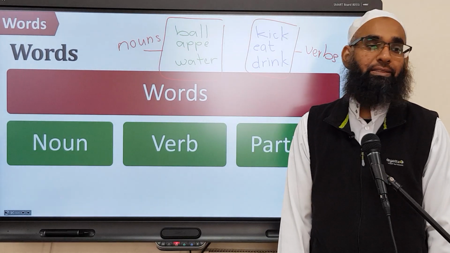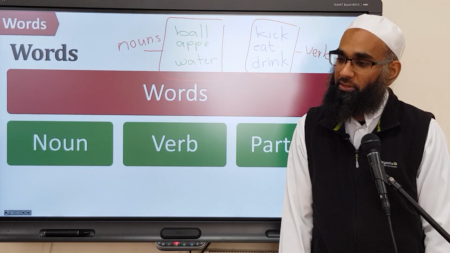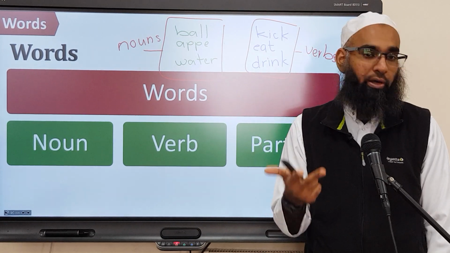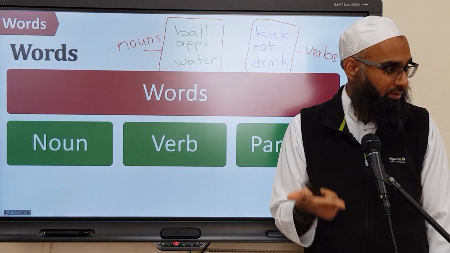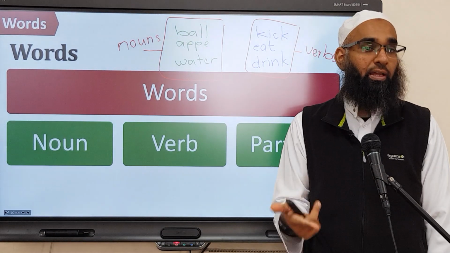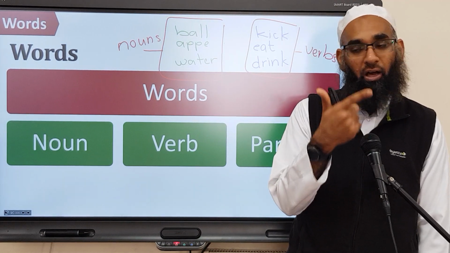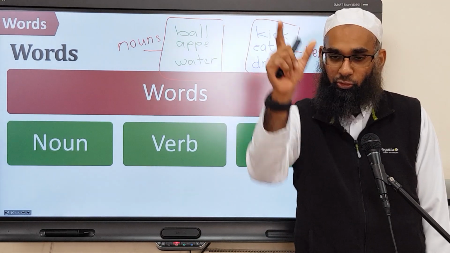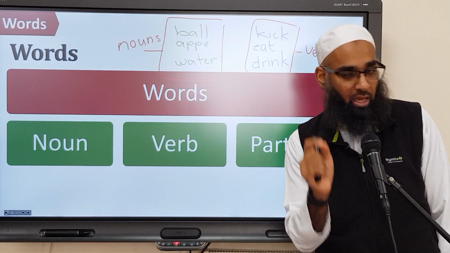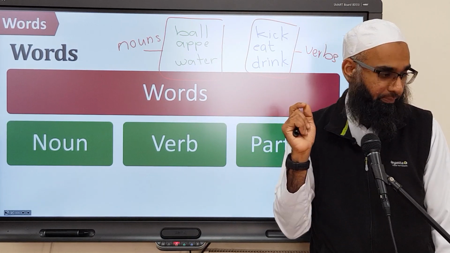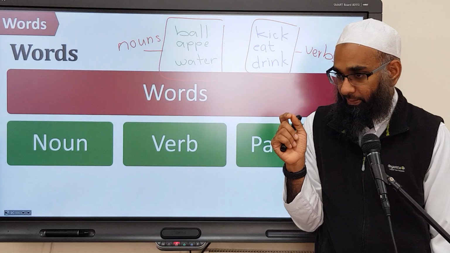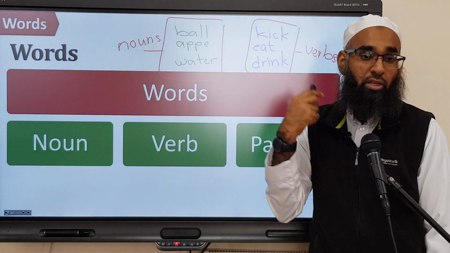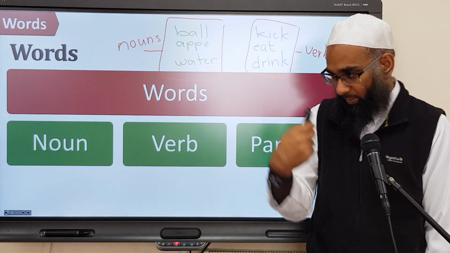Miscellaneous, we call them particles. So what are the words in Arabic? Nouns, verbs, particles. Noun, verb, and particle. That's it. So every single word, every kalima, is going to be either a noun, a verb, or a particle. You following me? Everybody understanding? Yes? Okay, good. Now obviously you have to learn the Arabic terminology of this. So let's just start bit by bit.